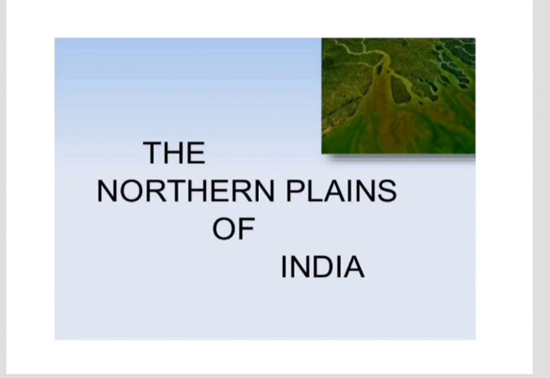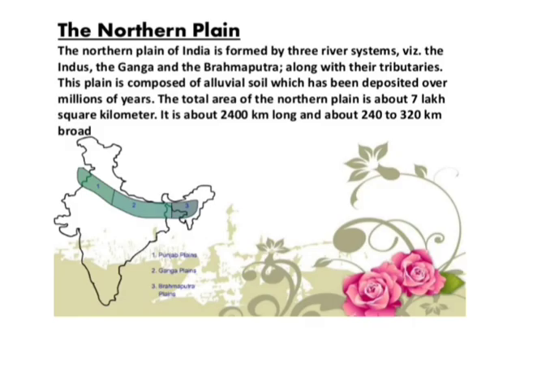Now I'll take the second physical feature, the Northern Plains. This plain is formed by the 3 major river systems, namely the Indus, the Ganga, and the Brahmaputra along with their tributaries. This plain is formed of alluvial soil, which is the best fertile soil. It spreads over an area of 7 lakh square kilometers. This plain is about 2400 kilometers long and 240 to 320 kilometers broad. This is a highly densely populated area because of the fertile soil and the flatland.